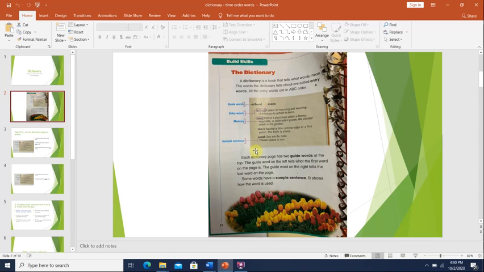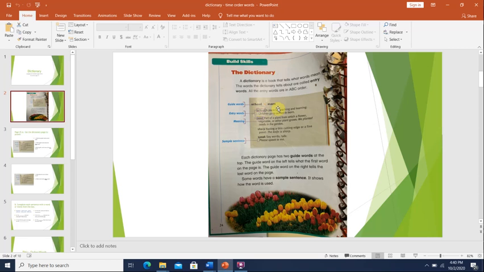So let's look at the parts of a dictionary page. Here we have a dictionary page. On top we have two words in black: school, and then a symbol, and then store. The words in black are called guide words. What are guide words? Guide words are the first word and the last word on the page. Again, guide words are the first word and the last word on the page.